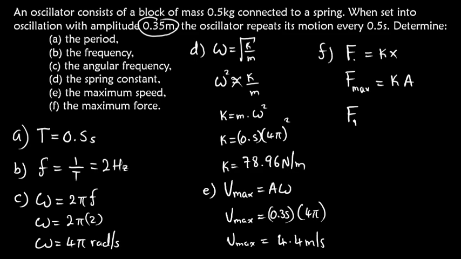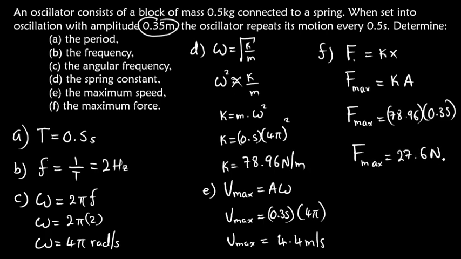So maximum force is equal to, our spring constant was 78.96. Our amplitude is 0.35. So let's see what we get. 78.96 multiplied by 0.35. This gives us 27.6 as our maximum force. So maximum force is 27.6 newtons. So there we have it.